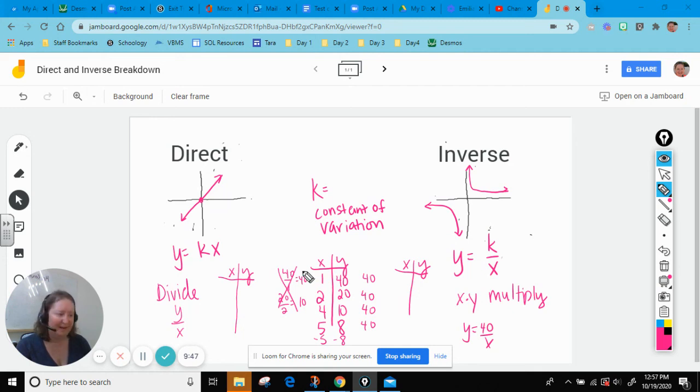The last table, the same number I kept coming up with was, oh, I kept getting negative 1/3. So then you would say that y is equal to negative 1/3 x. And that's how you would write the equation given a table.